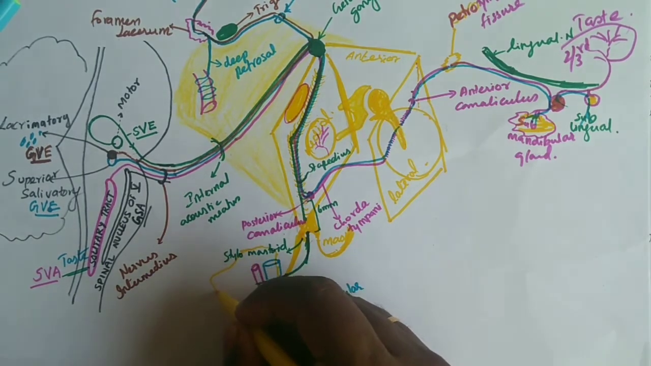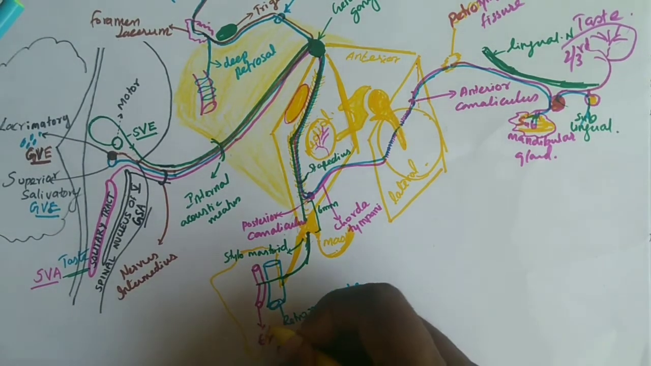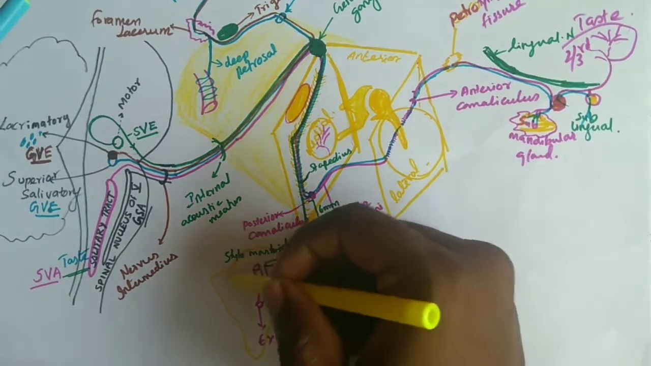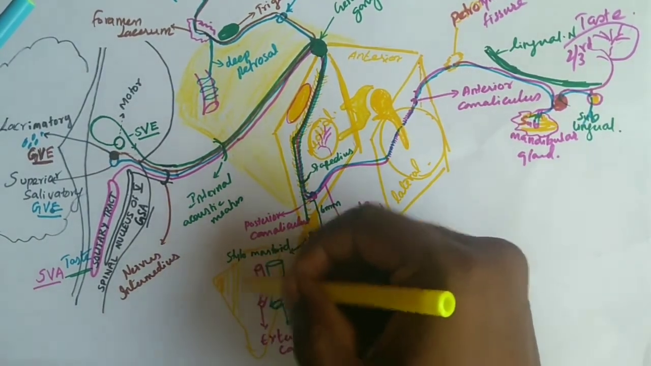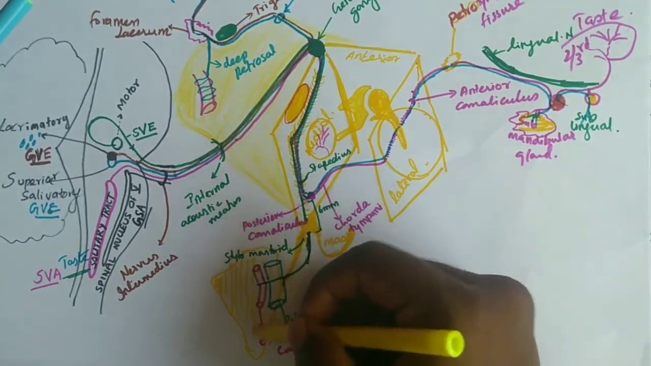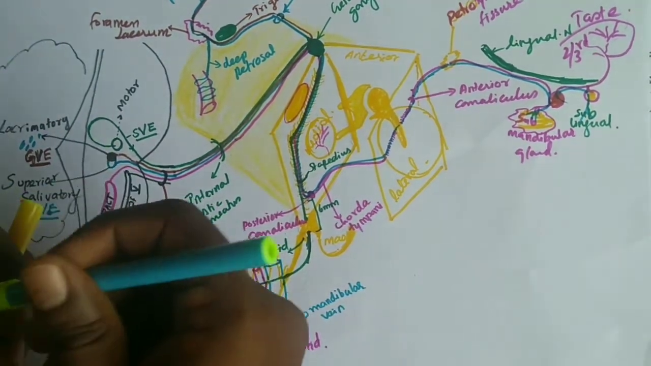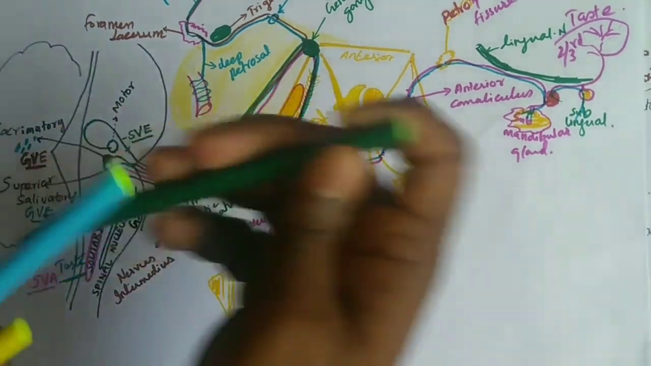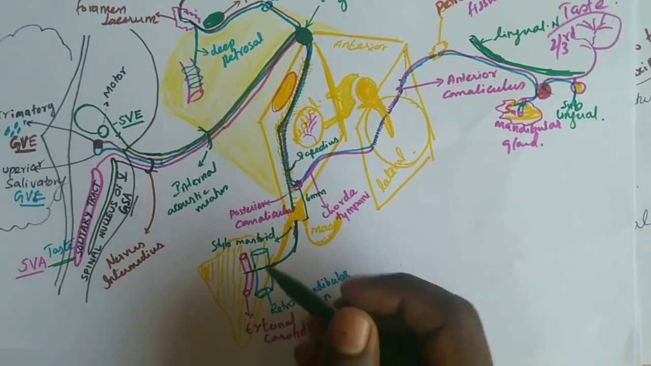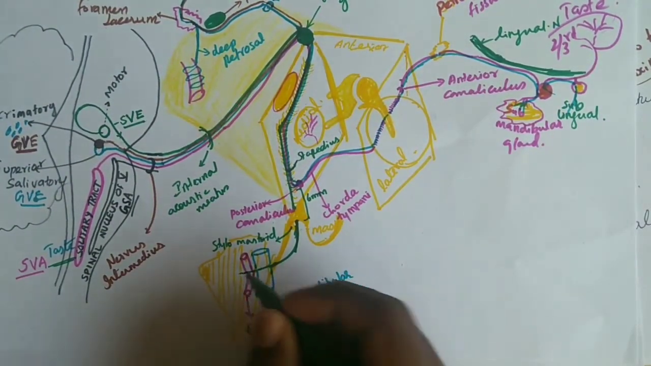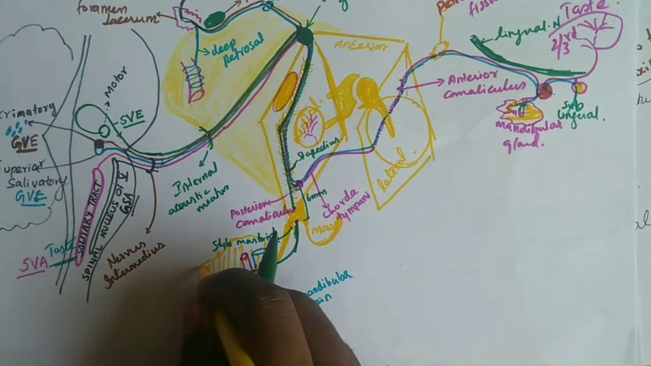It is found deep inside the substance of this gland, the parotid gland. So the nerve is passing deep inside the substance of the parotid gland, and inside the substance of the parotid gland it divides into multiple branches. You can draw the parotid duct here. This is the parotid duct.